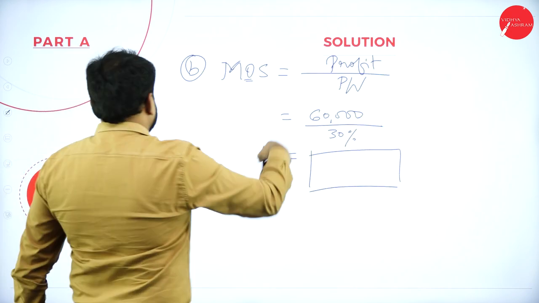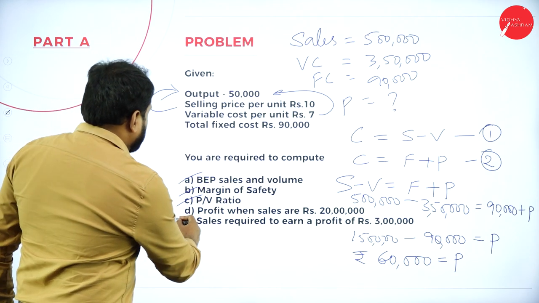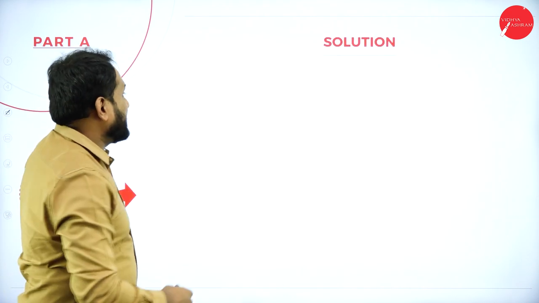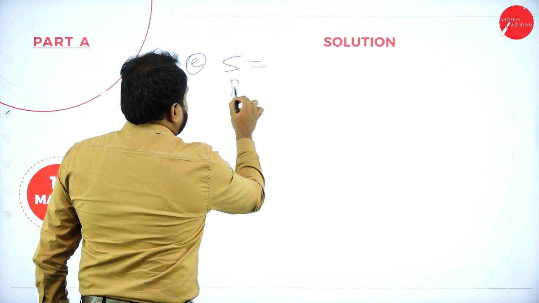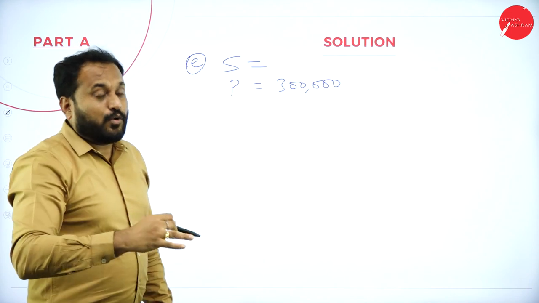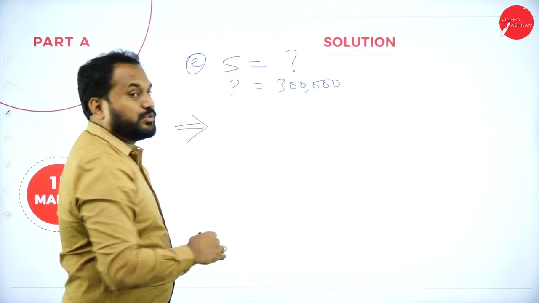Next one, I'll just erase this particular thing for you. So profit is also done. Now sales required to earn a profit of 3 lakh rupees. This is E. Sales required to earn a profit of 3 lakh rupees. So whenever the profit is 3 lakh, what will be our sales? Again, the same way you are supposed to go, that is, the universal formula.